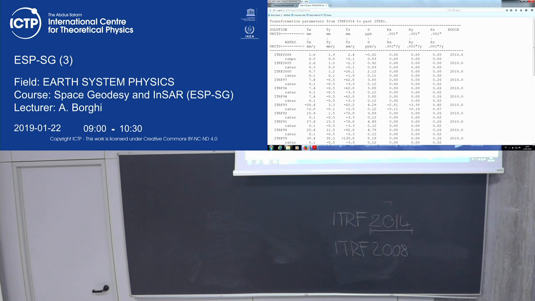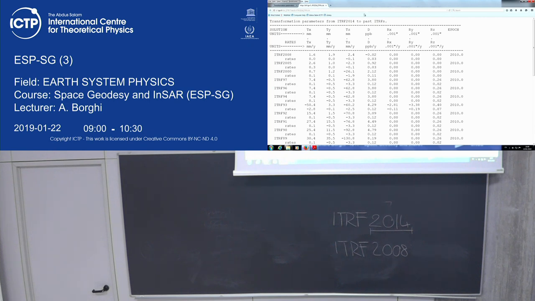If you have a GPS time series, we can see the changes in the reference frame, and we have to correct it or put all the solutions, all the coordinates, in the same reference frame. So this is the reason why it's important to be in a well-defined reference frame: I can adjust my data for the change in the reference system. I know the transformation parameters to move from one reference frame to another.